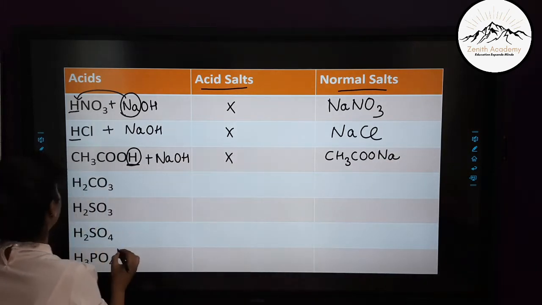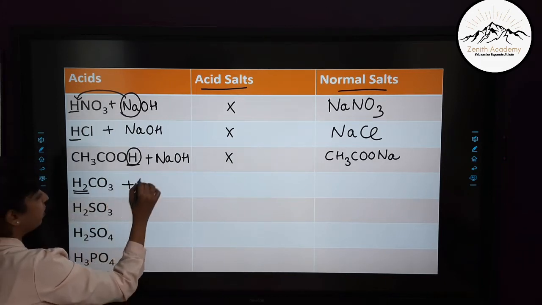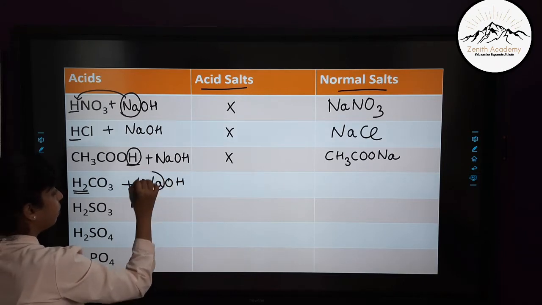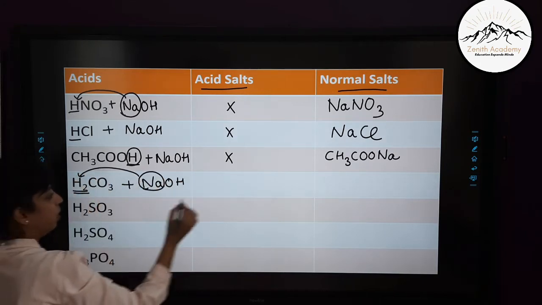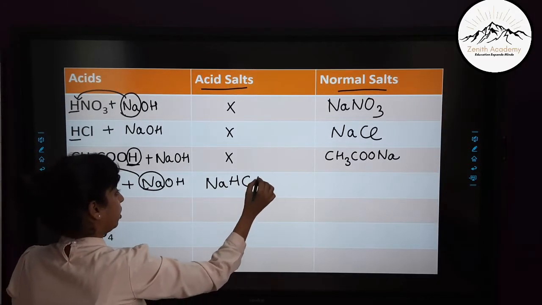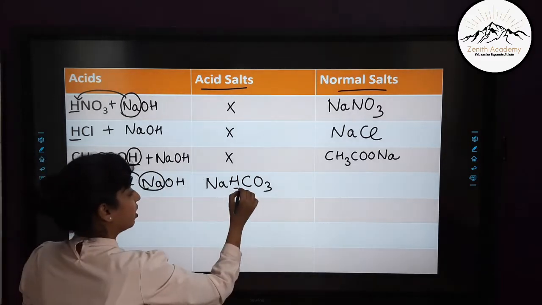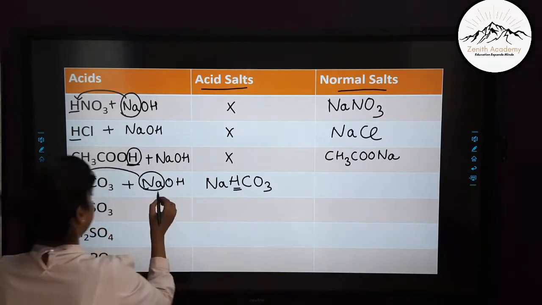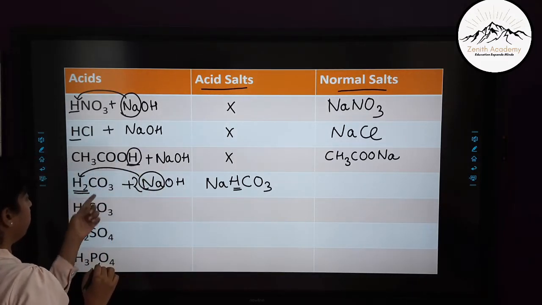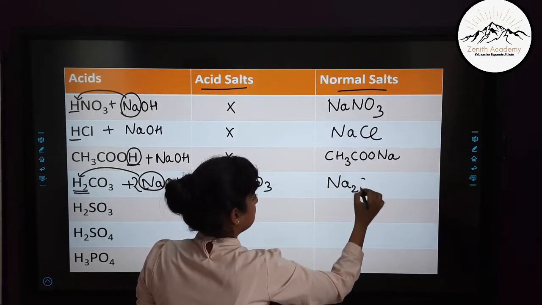Now here there are two replaceable hydrogen atoms. So if we react it with sodium hydroxide, what will happen? If this sodium replaces only one of the hydrogens, then it will form NaHCO3, sodium bicarbonate. This is an acid salt because it has a replaceable hydrogen. And if we take two molecules and both the sodiums replace both the hydrogens, then it will form sodium carbonate, Na2CO3.